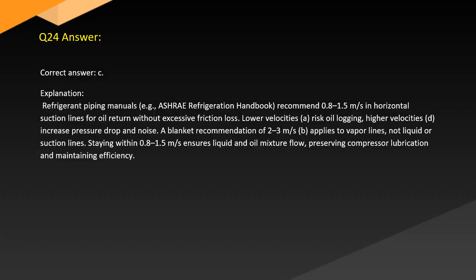Refrigerant piping manuals, e.g. the ASHRAE Refrigeration Handbook, recommend 0.8 to 1.5 meters per second in horizontal suction lines for oil return without excessive friction loss. Lower velocities, A, risk oil logging. Higher velocities, D, increase pressure drop and noise. The blanket recommendation of 2 to 3 meters per second, B, applies to vapor lines, not liquid or suction lines. Staying within 0.8 to 1.5 meters per second ensures proper liquid and oil mixture flow, preserving compressor lubrication and maintaining efficiency.